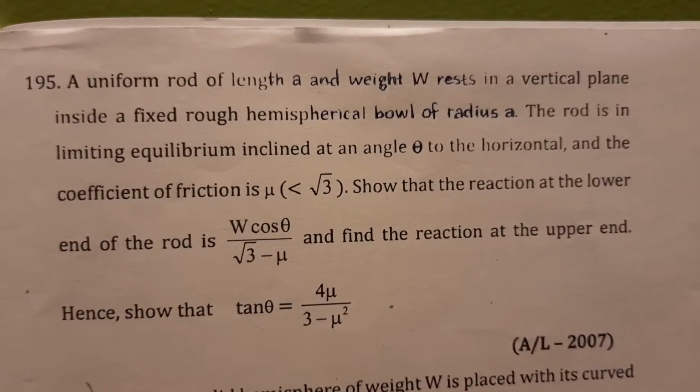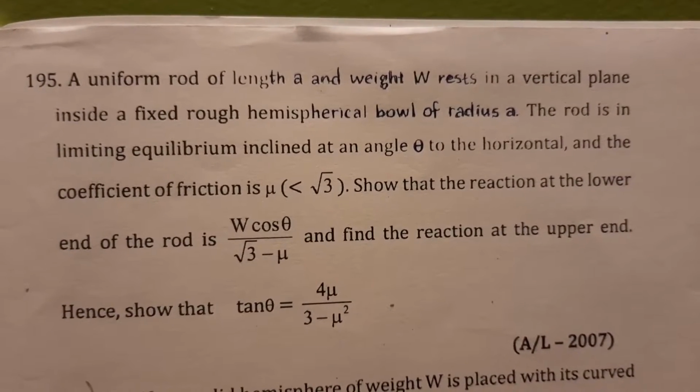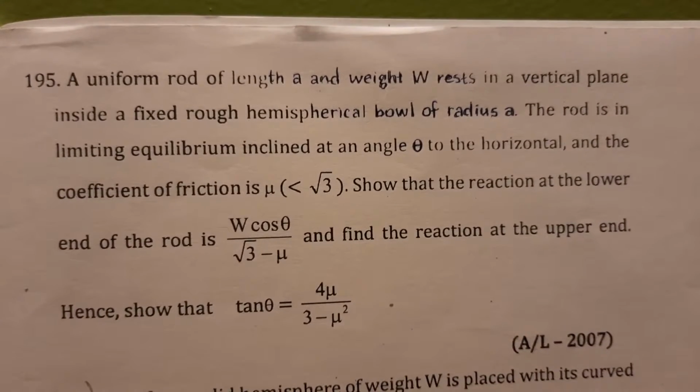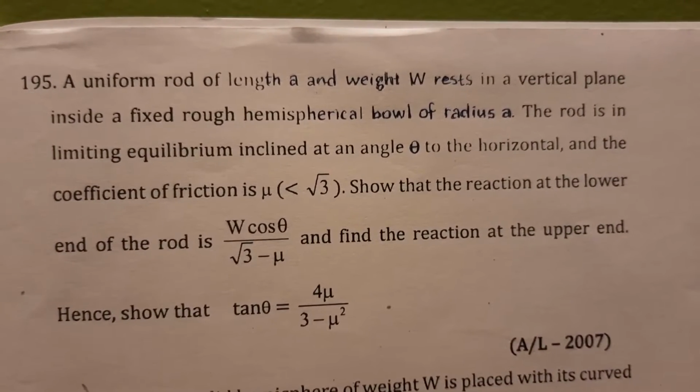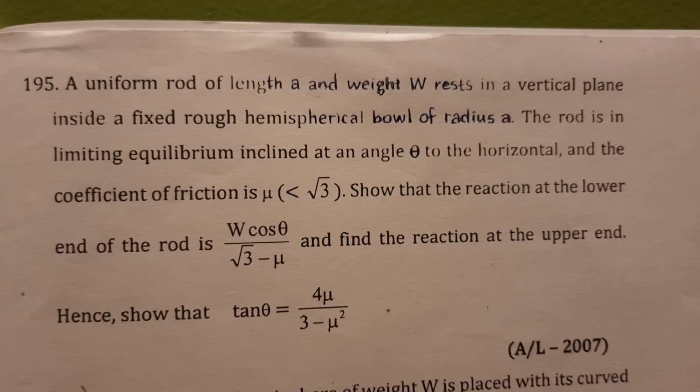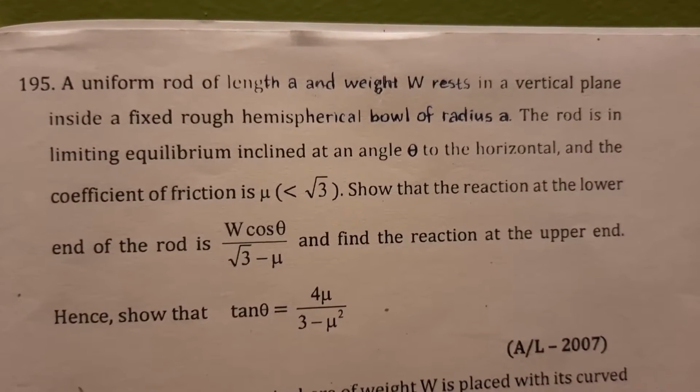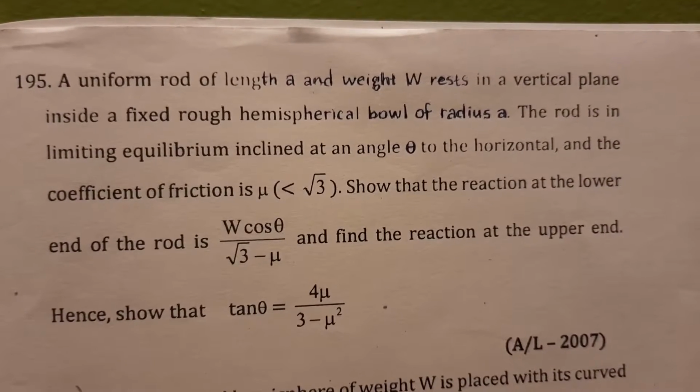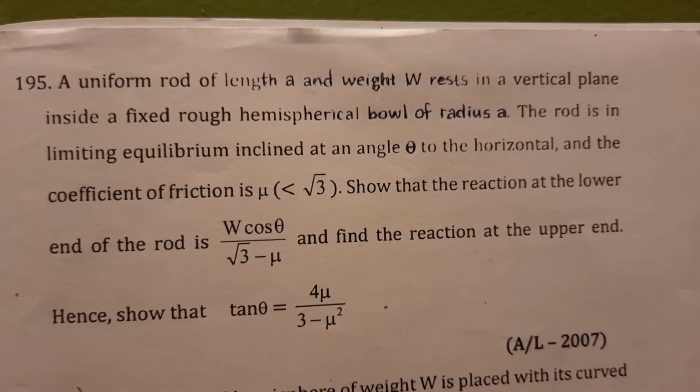The question is: a uniform rod of length A and weight W rests in a vertical plane inside a fixed rough hemispherical bowl of radius A. The rod is in limiting equilibrium, inclined at an angle theta to the horizontal, and the coefficient of friction is mu, and they've stated that mu is less than root 3.